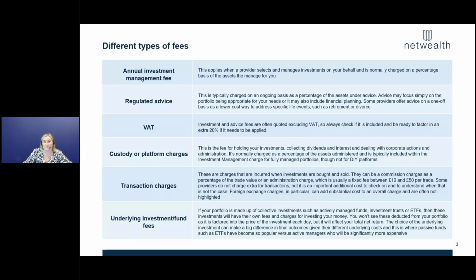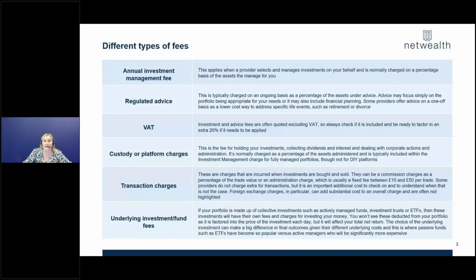Transaction charges when you buy and sell can be commission based or a fixed fee for the administration, which could vary between £10 and £50 per trade. Some providers may not charge extra for the amount of transactions you're doing, so do check that out if you're not aware, and particularly be aware of FX charges. These can particularly sting and are typically not the most transparent, probably because they're not the most common, but also one to be aware of.